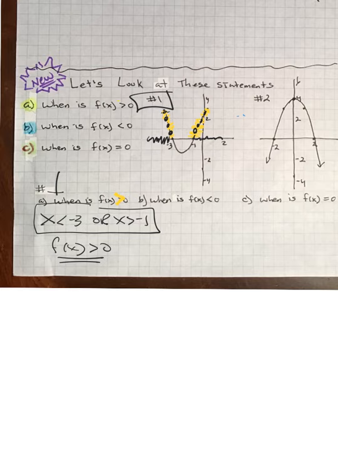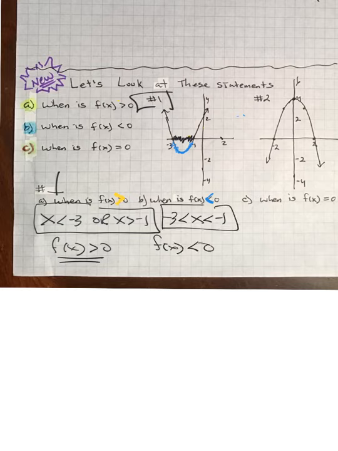Now let's look at question B. Question B is saying, when is the function less than 0? When is the function or the y values less than 0? That would be below the x-axis. And we want to know what are their x values of x. So let's erase this. So the x values would be in between -1 and -3. So the x values that are between will make the y values less than 0. So these are the x values that make the y value or the function less than 0.